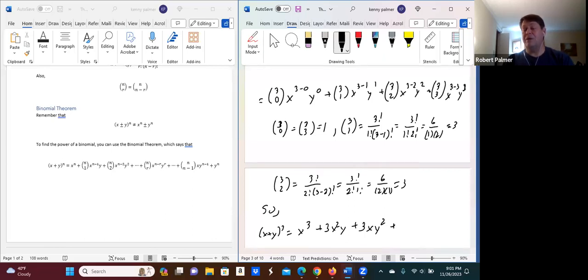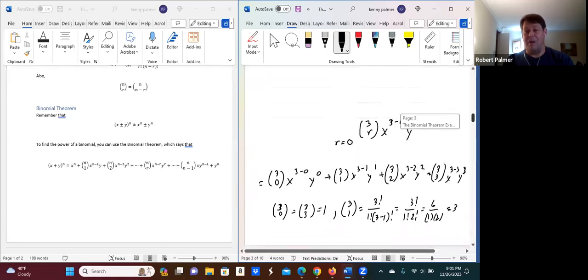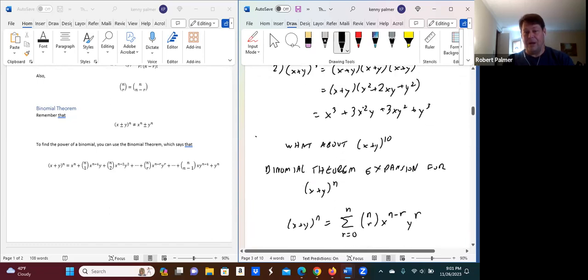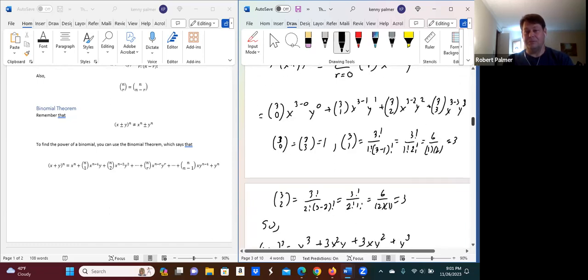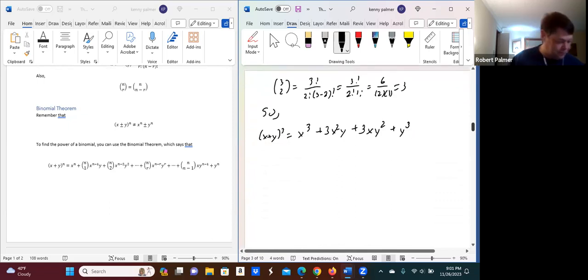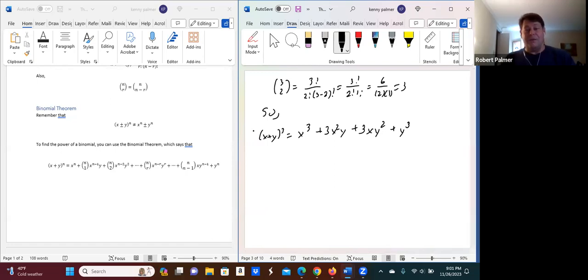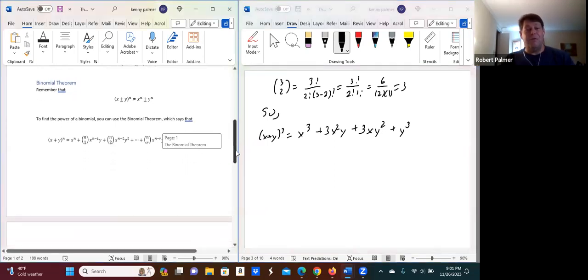And then finally, 3 over 3 coefficient is 1. x to the 3 minus 3, 3 minus 3 is 0, x to the 0 is 1. Then it's just y cubed. Okay, if you check, that's exactly the same thing we had before. This allows us to do this without having to multiply them all out by hand. So that's a quick example of how the binomial theorem works.